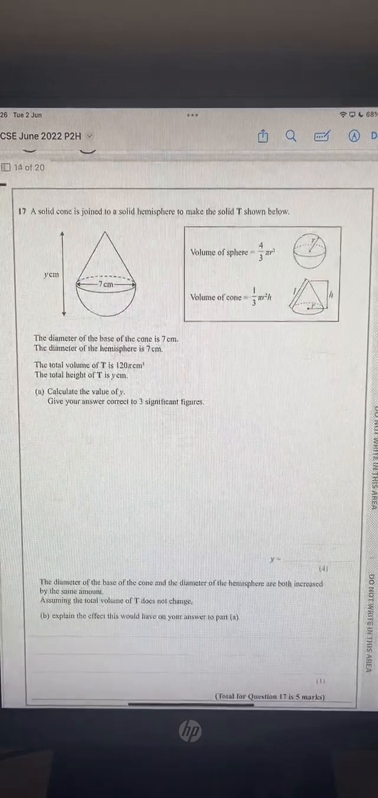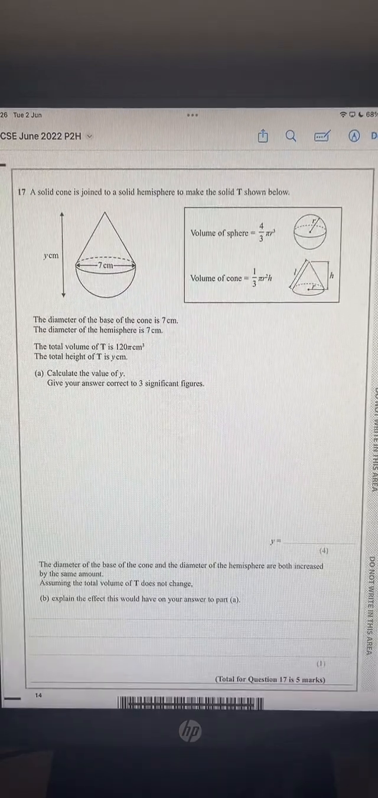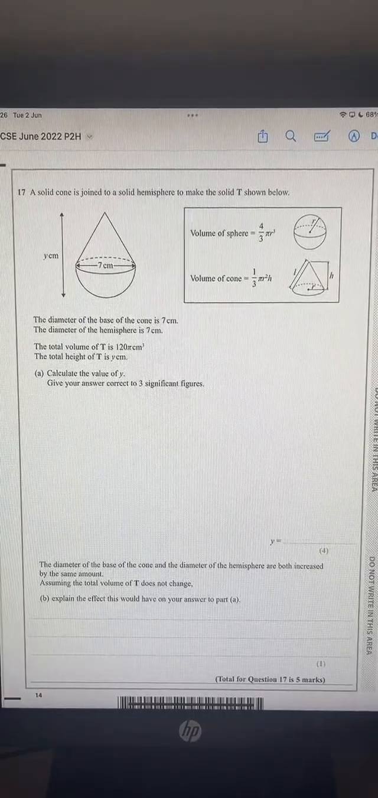Okay, cool. Moving on. Question 17. When I see a cones question, like every time I see a cone type question, I sigh. I hate these questions, but they're not bad.